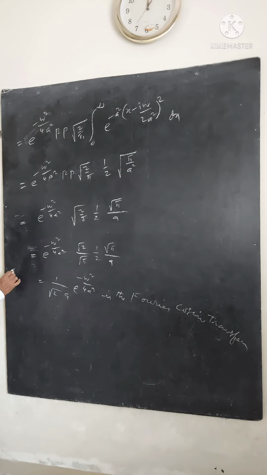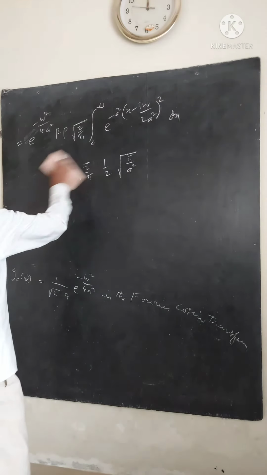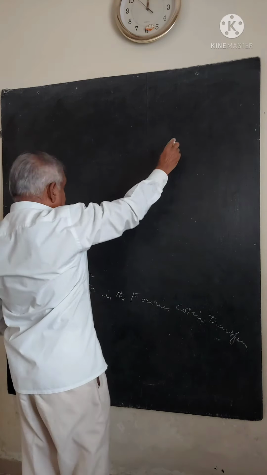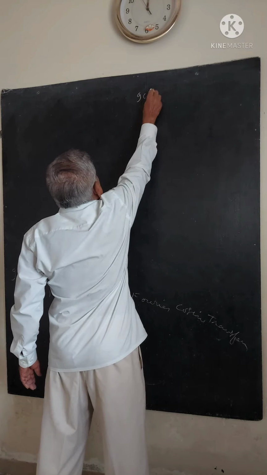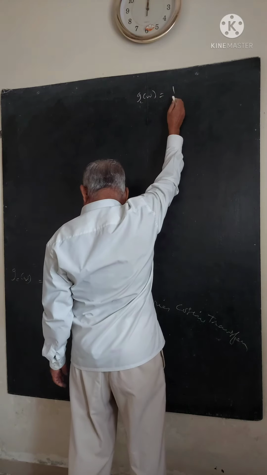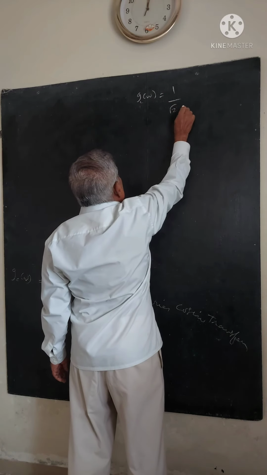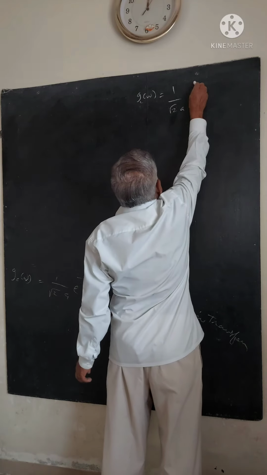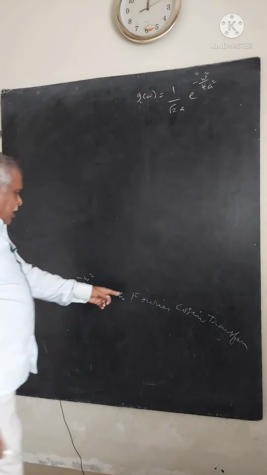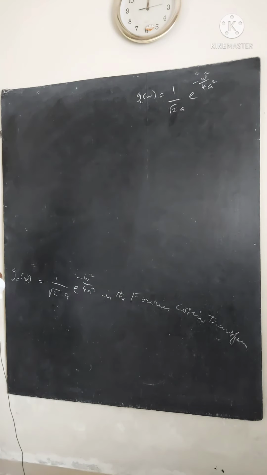We can write GC of omega, cosine transform, root 2 a. Let us write at the side g omega equal to C equivalent. C is cosine transform: 1 by root 2a e power minus omega square by 4a square is the Fourier cosine transform of this given function.